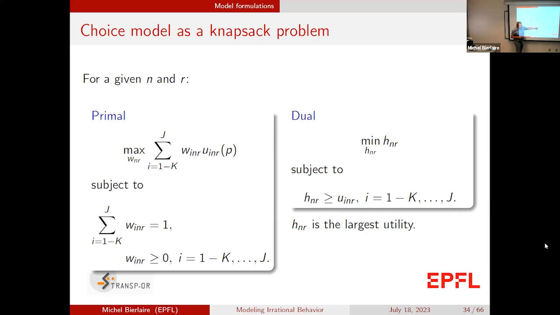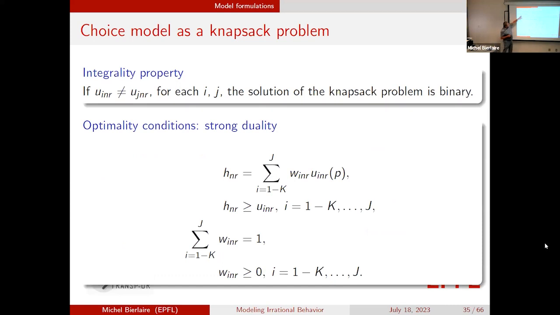So I can write the dual. The dual basically is to say I will minimize the maximum utility. h is the maximum utility that I will minimize. So this is the dual of this problem. Good. So I will put everything together. As I said, the integrality property comes from the fact that if the utilities are all different, which is usually the case because you draw from them, there's always one which is the largest, and this is the one that will be picked up by the knapsack problem. And so these are the optimality conditions: strong duality, dual constraints, and primal constraints. This is the optimality condition that characterizes the choice of the customers in the market.